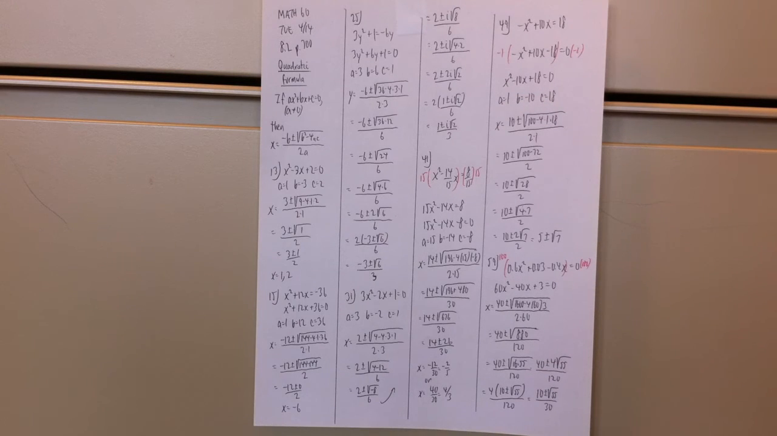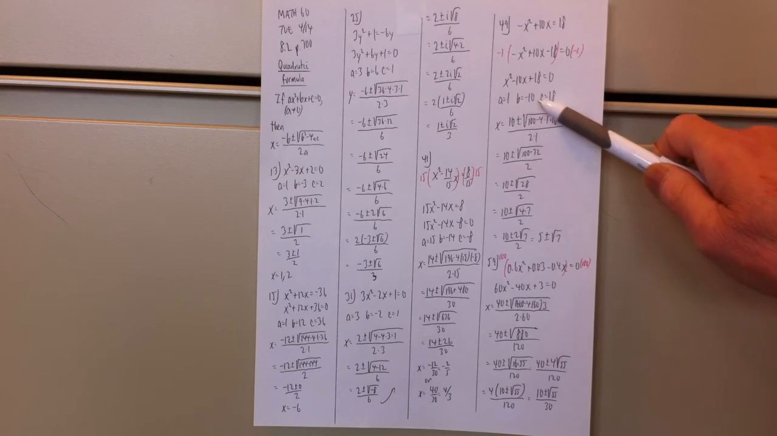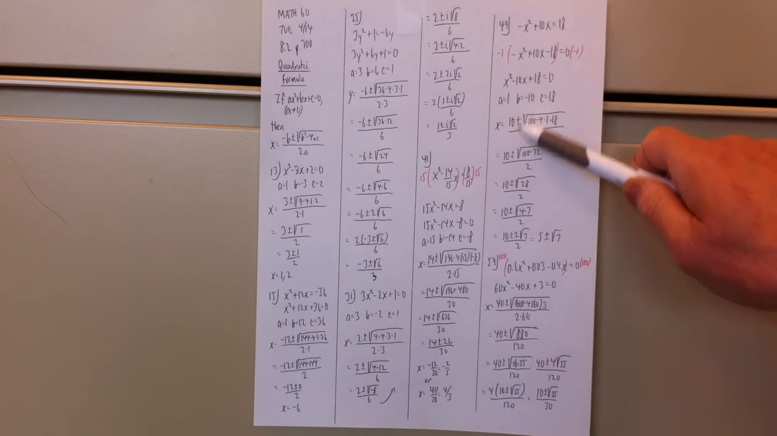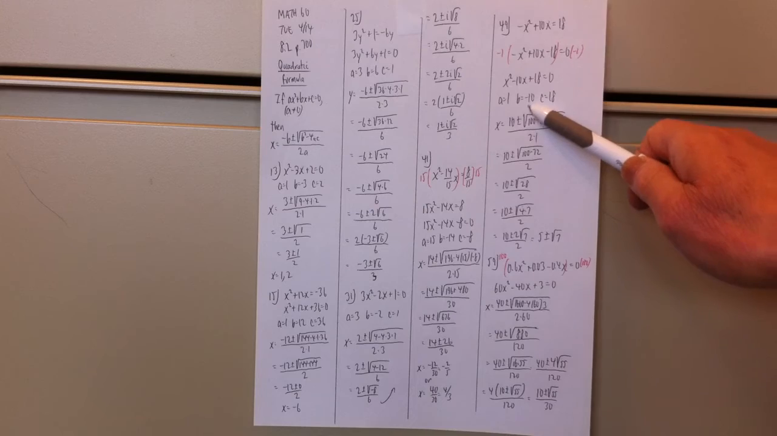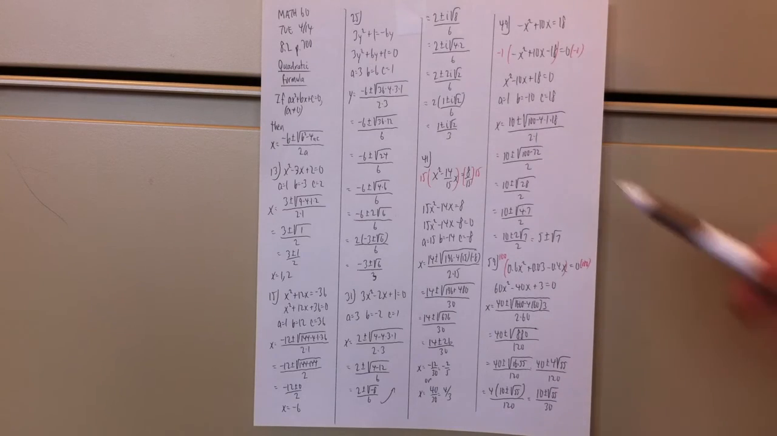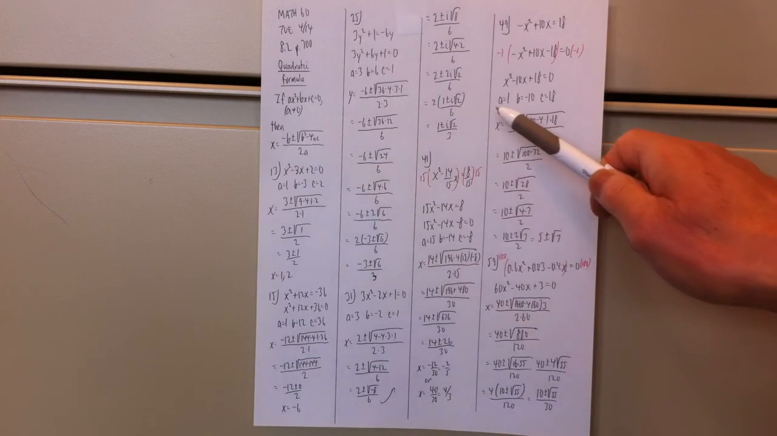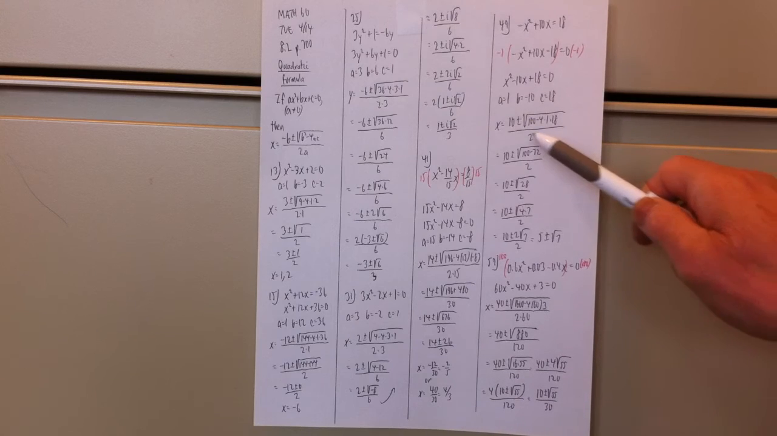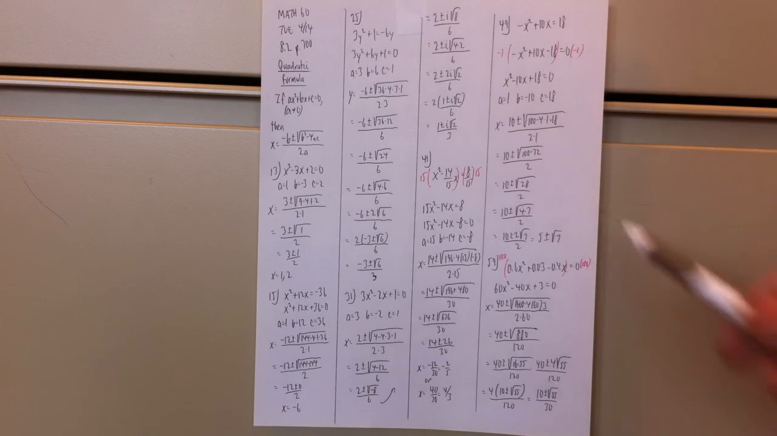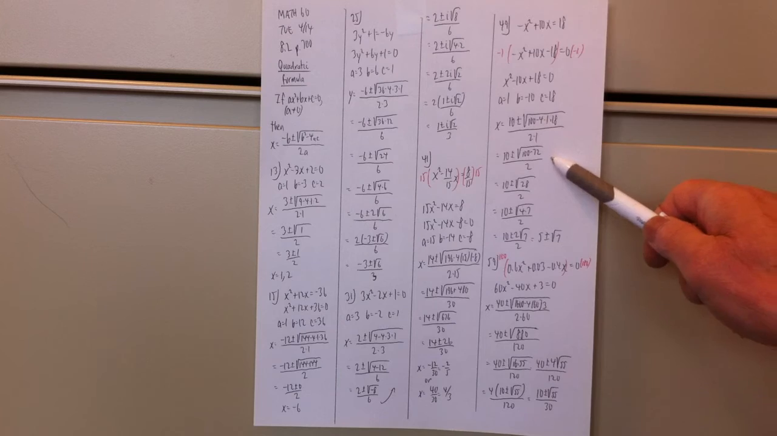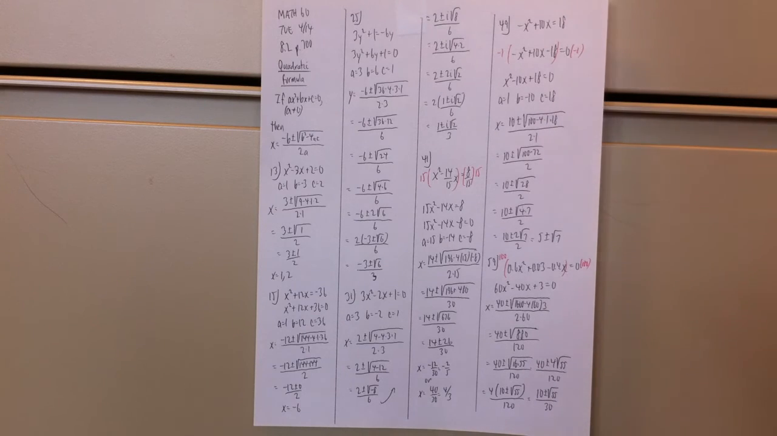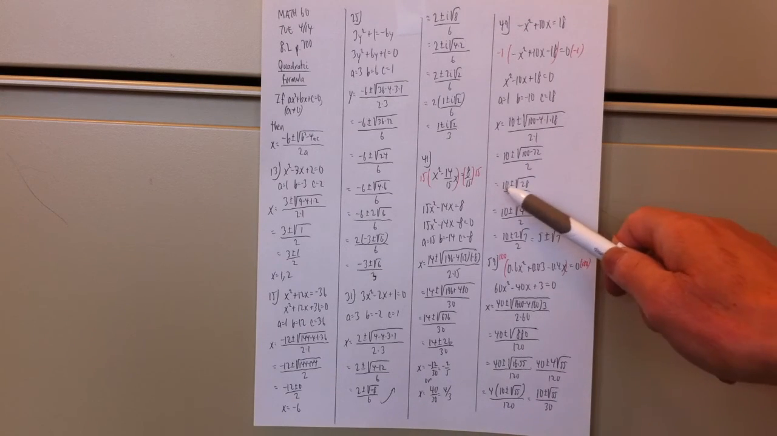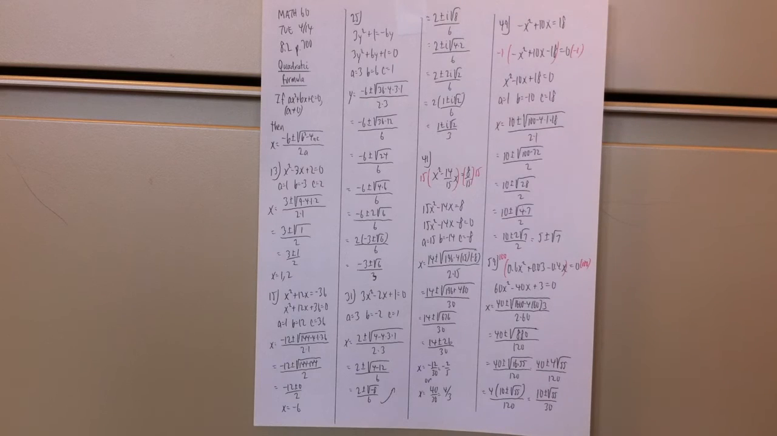So x is equal to negative b. Again, we have a negative 10, so that's 10. Plus or minus the square root of b squared. Negative 10 squared is 100. Minus 4ac, so 4 times 1 times 18, all over 2a, 2 times 1, that's 2. 4 times 1 times 18 is 72. And 100 minus 72 is 28. So 10 plus or minus the square root of 28 all over 2.